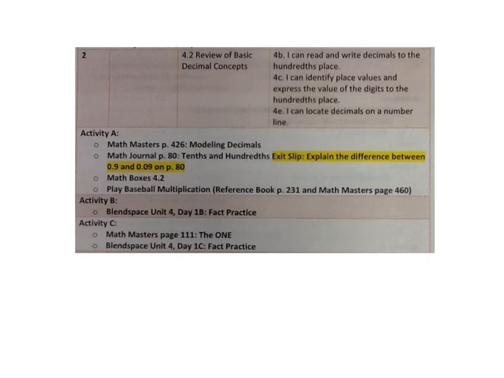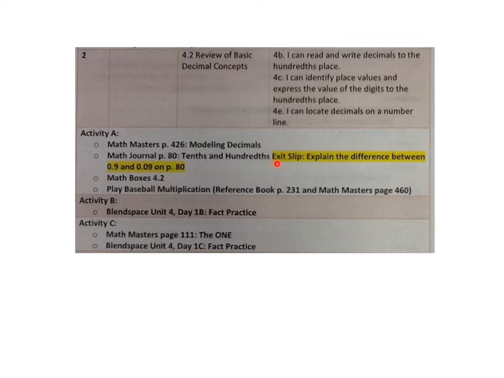I was really glad to see that yesterday many of you were really using your learning journey sheet to mark off which activities you did. Use this as a guide for what you do today. First thing is the MathMaster page 426 modeling decimals. We did this in the lesson, so you may cross that off. Then you're going to do the Math Journal page 80, the page I just showed you.